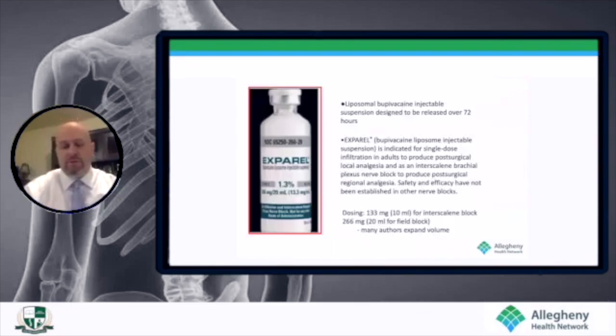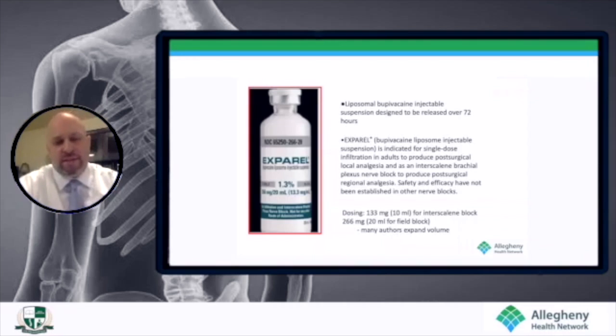What is Exparel? Most of you probably know this, but it is liposomal bupivacaine, which is an injectable suspension. It's designed to be released over 72 hours so patients can have a gradual numbing effect for the first 3 days after surgery. The indication, which I copied exactly from the website, is single dose infiltration in adults to produce post-surgical local analgesia, and as an interscalene brachial plexus nerve block to produce post-surgical regional analgesia. It has not been proven or approved for other blocks.